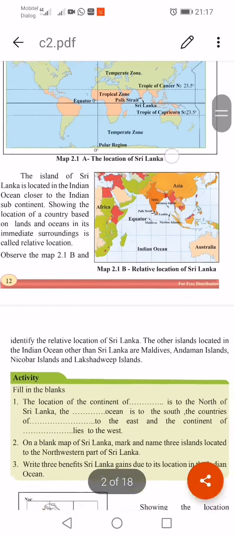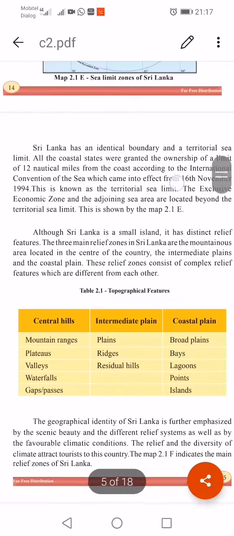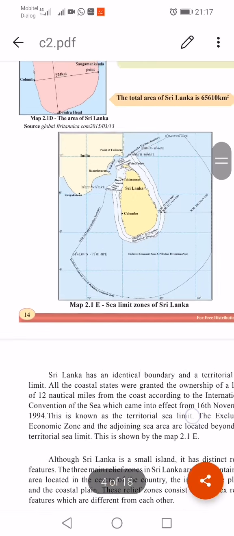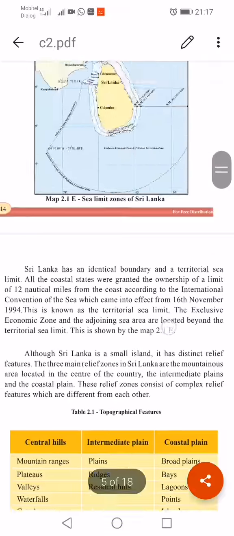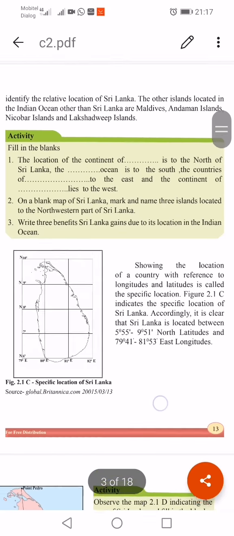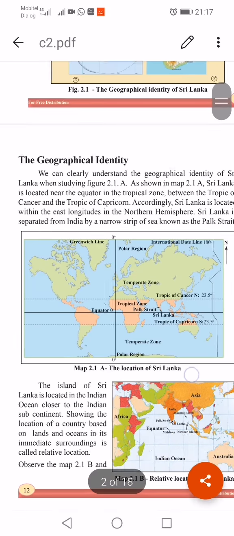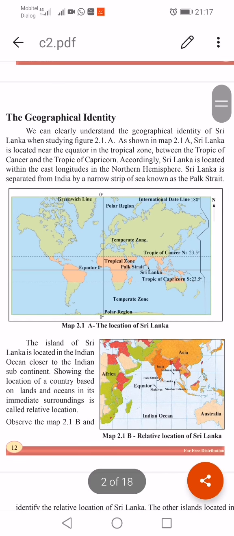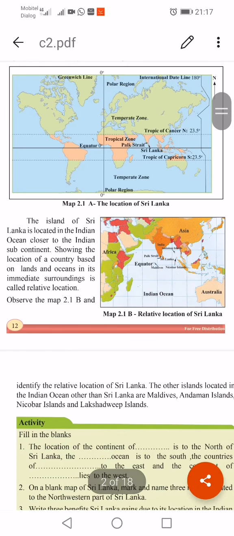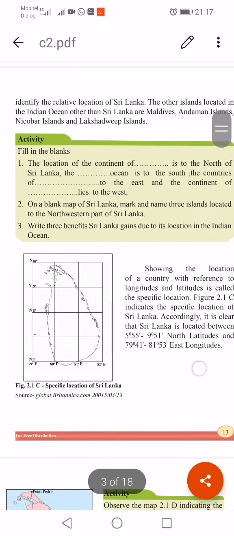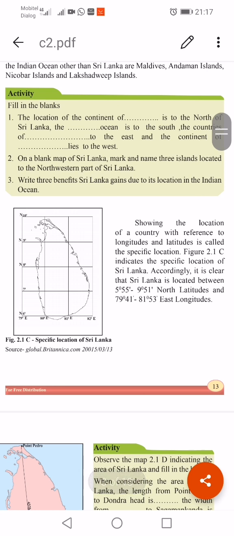Here, from page number 12 to page number 14, 14 and 15, you may read the given information, as I summarized this information in the previous video. There is some additional information described, so you have to have specific knowledge of between which northern longitudes and eastern longitudes Sri Lanka is located, right?